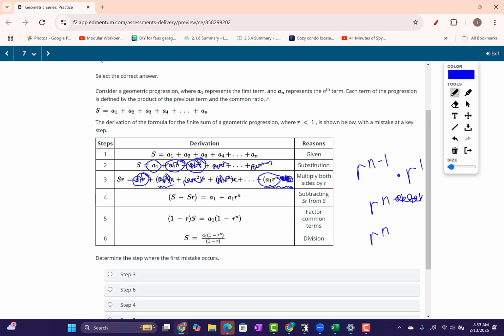But be careful, because remember, this is what we're doing. We're doing S minus SR. So that would be a sub 1 minus a sub 1 times r to the n. And you'll notice here, they've got a plus sign. So our first mistake in this problem is step 4. That was a heavy lift problem there.